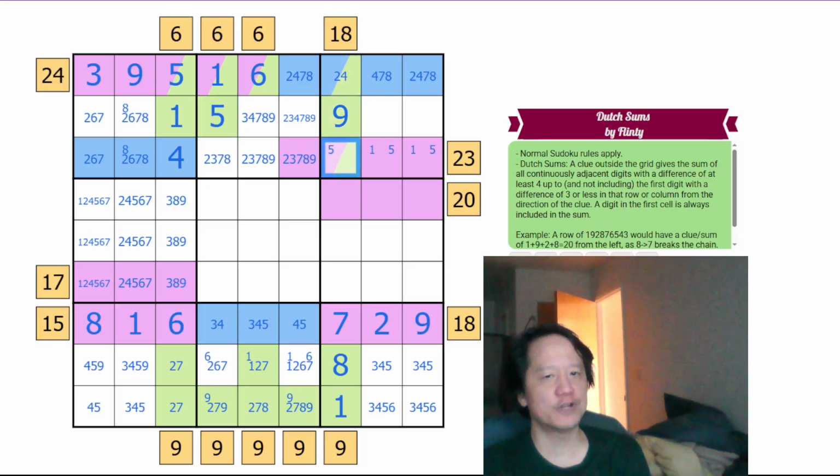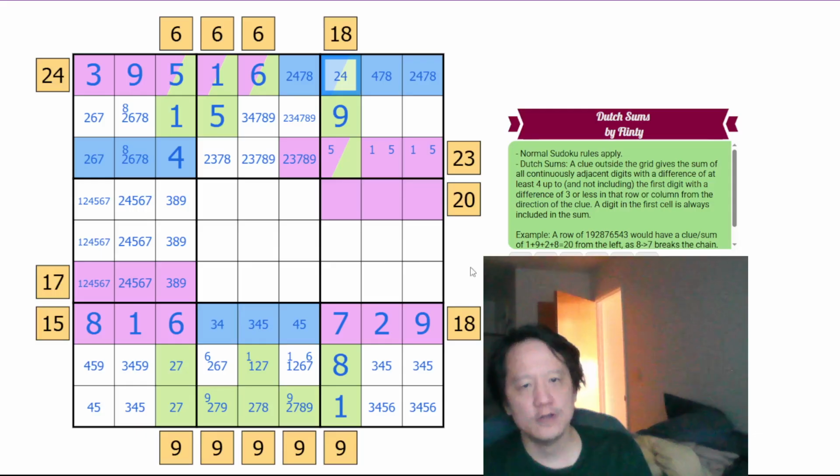We could have 4, 9, 5. That adds up to 18. But what about 2, 9? It has to be 3 and 4 to add up to 18, because we don't have 1 available. But that's not going to work, because 3 and 4 are not 4 apart from each other. Therefore, this must be 4, 9, and 5. So we have 4, 9, 5.